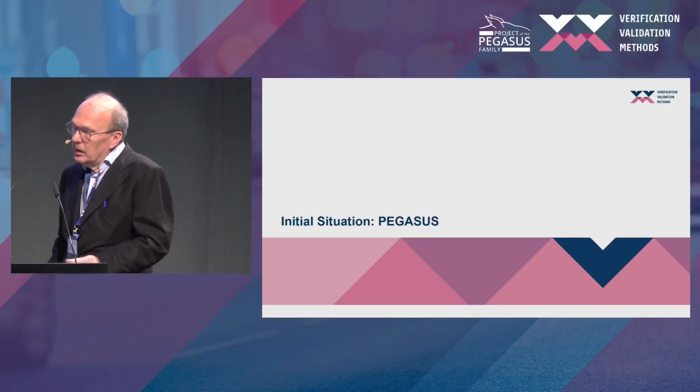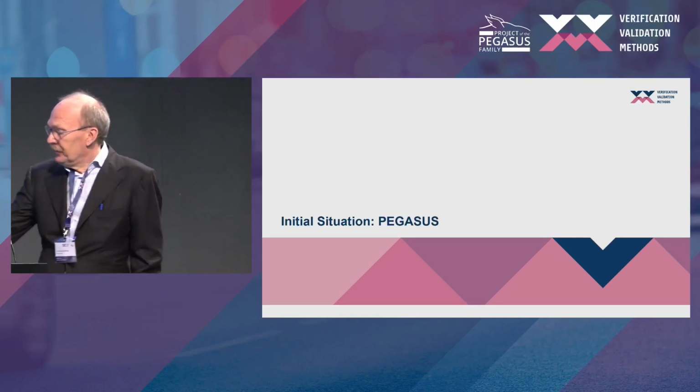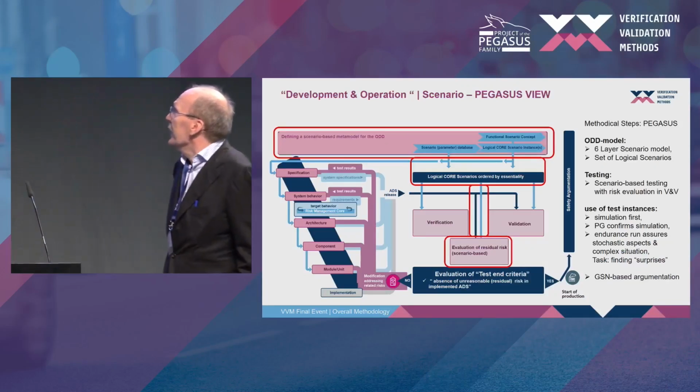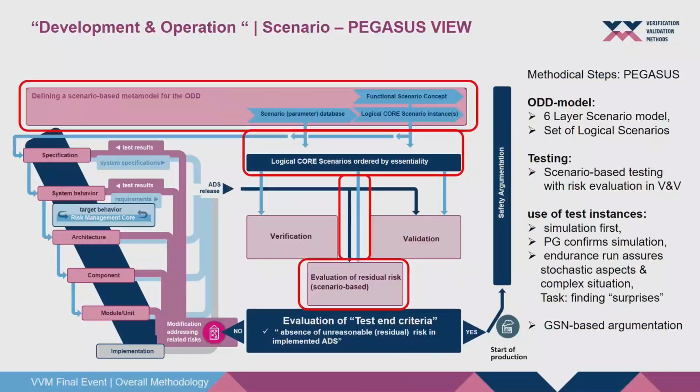So the V&V method is based on the Pegasus approach. How can we find Pegasus in this picture? You see in Pegasus we had a model for the ODD. We used logical scenarios to represent the ODD in Pegasus for a highway application, the highway pilot. And we use this logical scenario to evaluate the residual risk of the highway pilot.